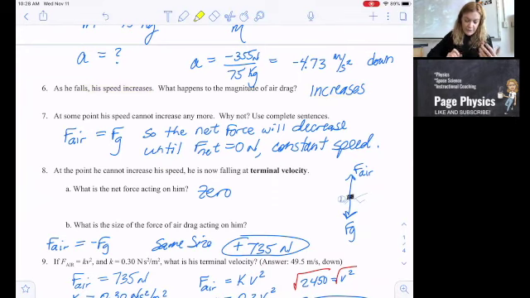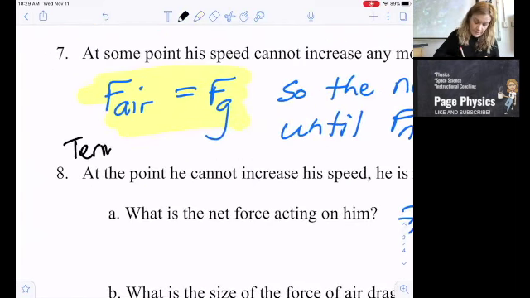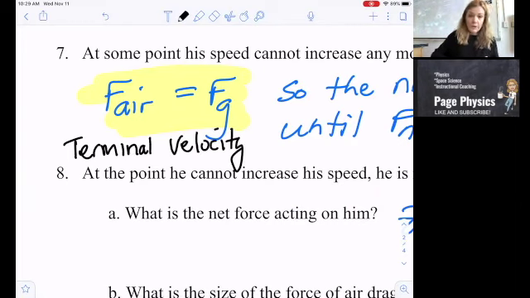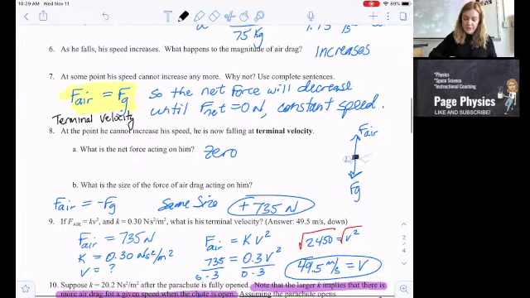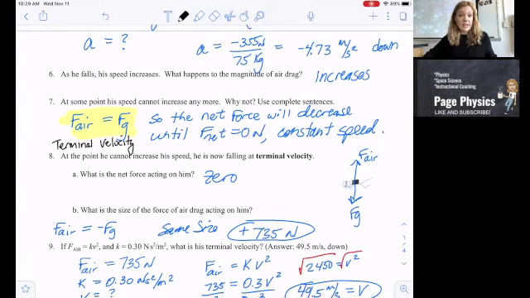So eventually, the force due to air is going to equal the weight. So eventually, you can't fall any faster. We call this terminal velocity. Okay, and the net force will just keep decreasing until the net force is 0 and you're moving at a constant speed. The reason is because the more you push down in the air, the more the air pushes up on you. And so those two things are going to just equal out.